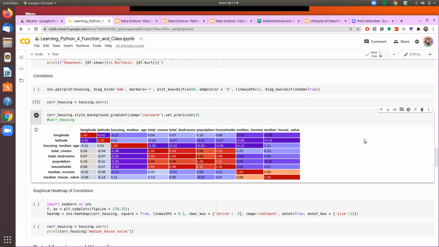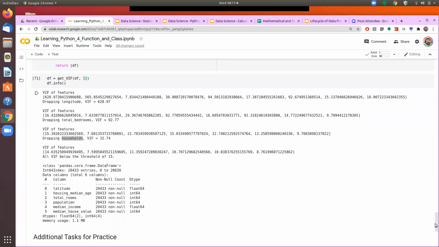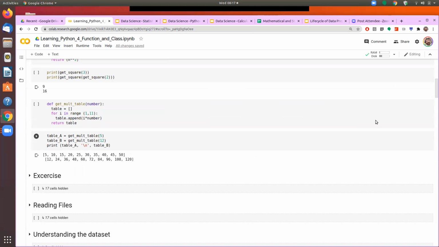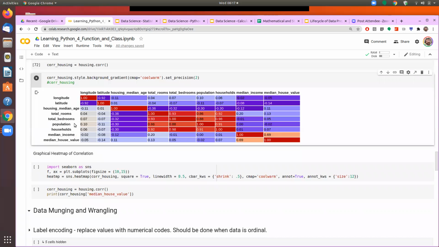It dropped total rooms or total bedrooms, one of the two. Just let's see here. Next one, it dropped total bedrooms. If you see, total bedrooms has a very high correlation with total rooms, which is 0.93. Then it dropped household. Household has a very high correlation, 0.98 with total bedrooms, 0.92 with total rooms, 0.91 with population. And that's why household was dropped.